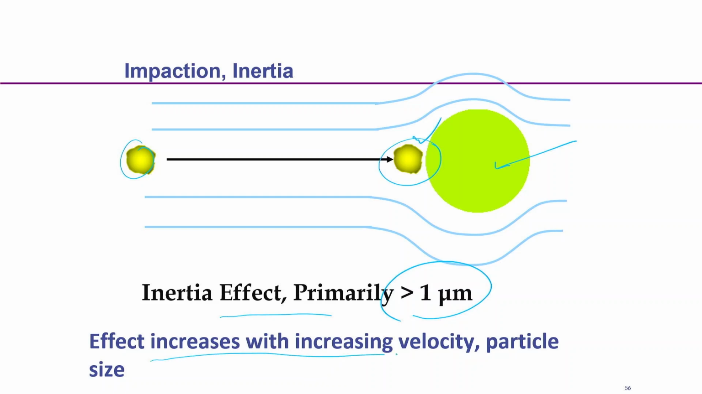This effect increases with increasing the velocity and particle size. So, if we increase the air velocity, then the particle will follow at higher speed and it will impact the fiber surface, and with the larger fiber diameter, coarser fiber will have higher probability, and also a larger size particle will have higher mass and it will have higher inertia. So, that also, inertial effect will increase.